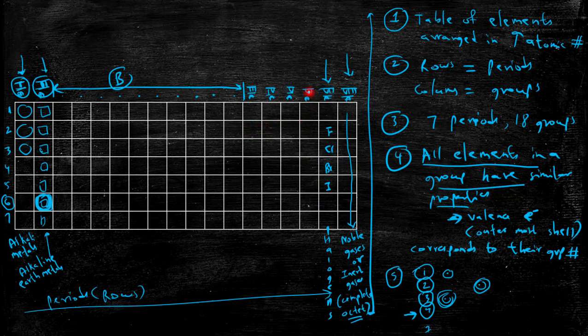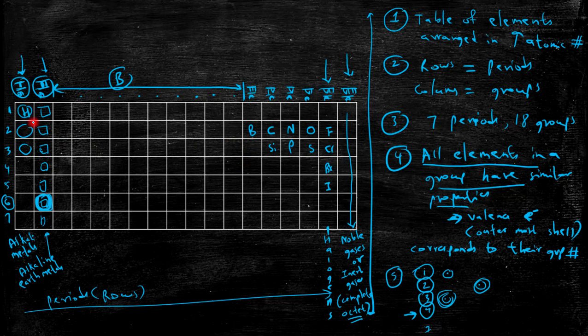Group 6A is the oxygen group. Oxygen and sulfur go hand in hand. 5 is nitrogen with phosphorus below it. 4 is carbon with silicon below it. And 3 is boron. So these are some of the elements you need to know.